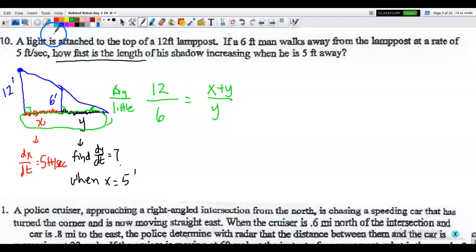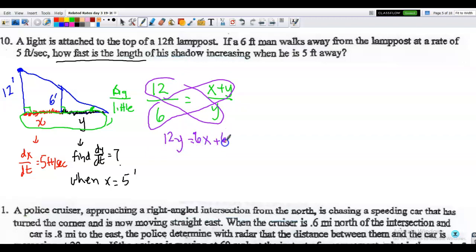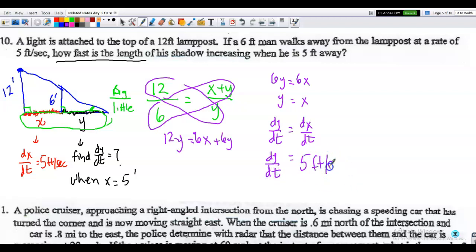Okay, so I have my equation that relates my variables. So I'm going to cross multiply, which gives me 12y equal to 6x plus 6y. I'm going to subtract 6y to the left, and that'll give me 6y equal to 6x. And that'll give me y equal to x, and that'll give me dy/dt equal to dx/dt. dx/dt was given to be 5. Therefore, the rate of change of his shadow is also 5 feet per second.